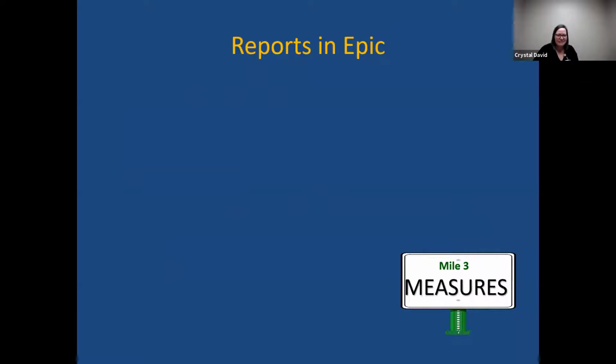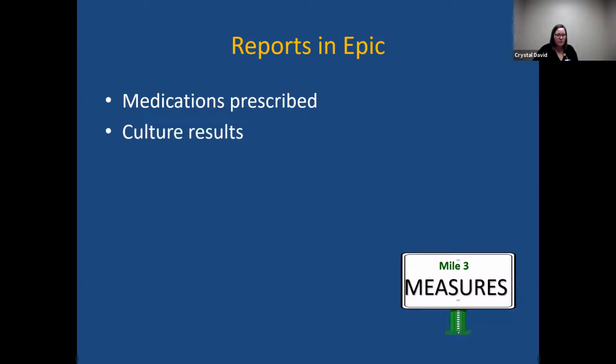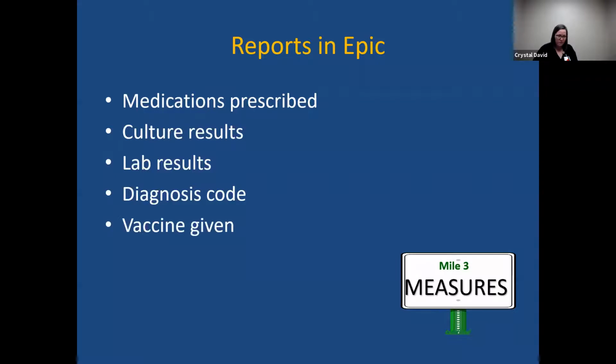So using reports like an EPIC, right? Depending on what your project is, you might could pull reports about medications that are prescribed. You might be looking at culture results. You might be looking at other lab results. Maybe you need to pull by diagnosis code to kind of get an idea there. The vaccine, was it given or not? What are our rates of that? So just a few ideas of things that you could look at that would be helpful and show you that you are making a measurable change.